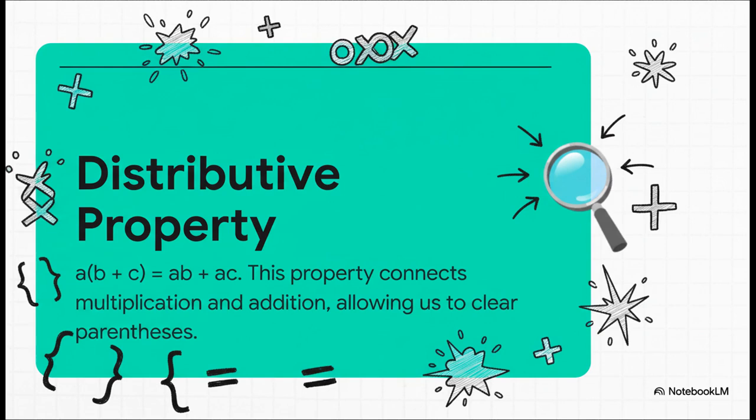So here's the official rule. Basically, it just says that multiplying a number by a group in parentheses is the exact same thing as multiplying it by each piece of the group one by one and then adding all those results up. This property is our #1 tool for simplifying complicated-looking stuff.